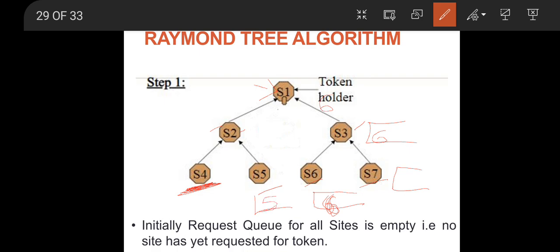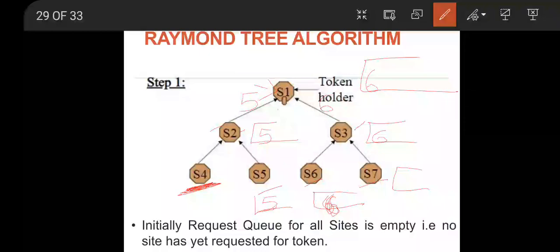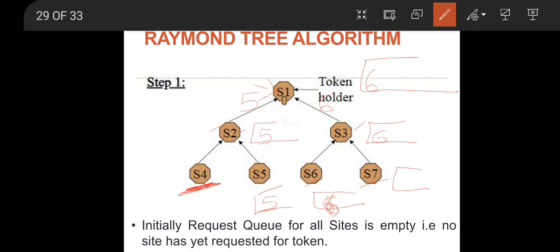So the request of 5 will be entered and the message will be sent to S2. S2's queue is also empty, so 5 will be entered here and the request message will be sent to S1. So S1 is getting two requests, 5 and 6, whichever was received earlier, and that will be in the request queue of S1. So 6 was received before 5, so 6 and 5 will be present in the request queue of S1.